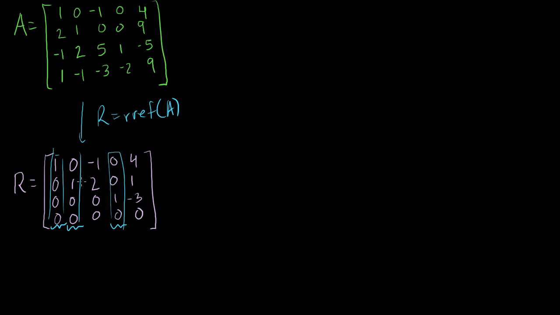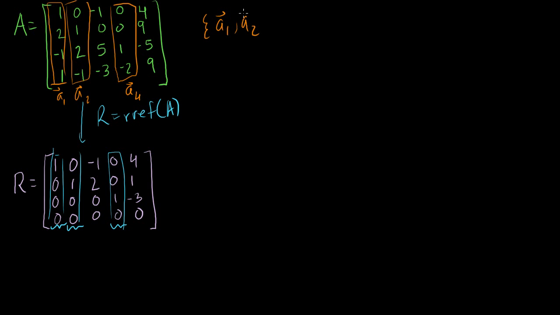And you look at those in the reduced row echelon form of the matrix, and the corresponding columns in the original matrix will be your basis. So the first, second, and fourth columns. If we call this A1, this is A2, and let's call this A4, this would be A3, and this would be A5. So we could say that A1, A2, and A4 are a basis for the column space of A.